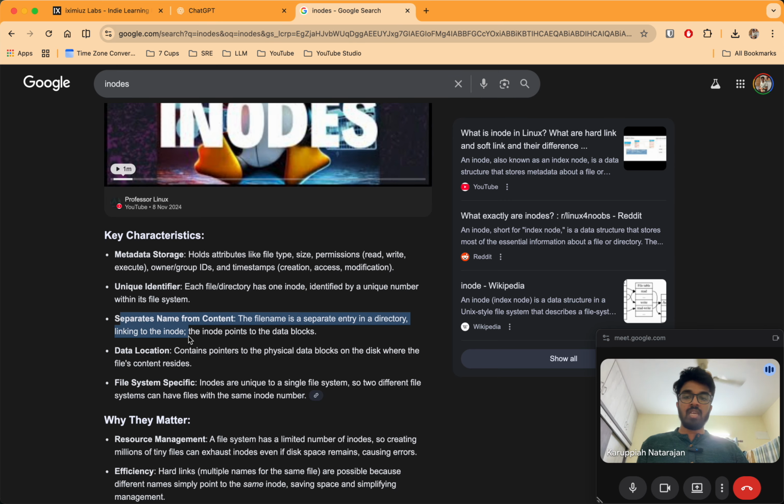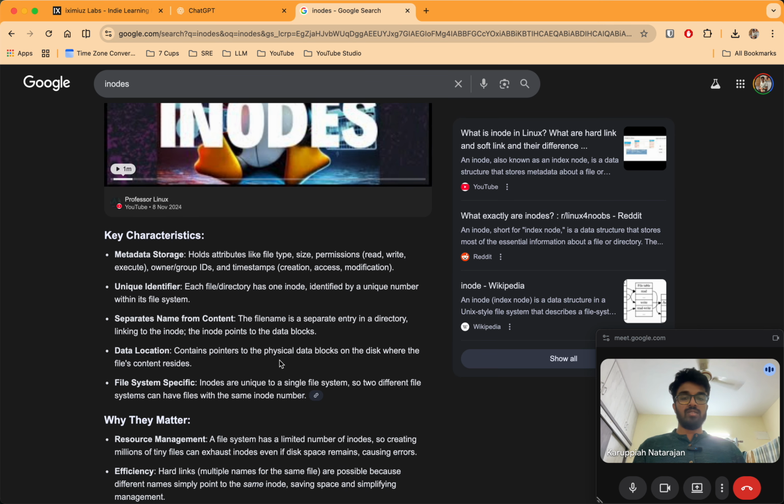And then, yeah, the name is separate from the content. The file name is a separate entry in a directory linking to the inode. The inode points to the data blocks. So the inode has information like where the data blocks for a file are. Basically, data blocks are the blocks where your data is actually stored, and the inode points to it using an address pointer of sorts. So it stores where the data is being stored in the hardware. Like, let's say it's a disk.